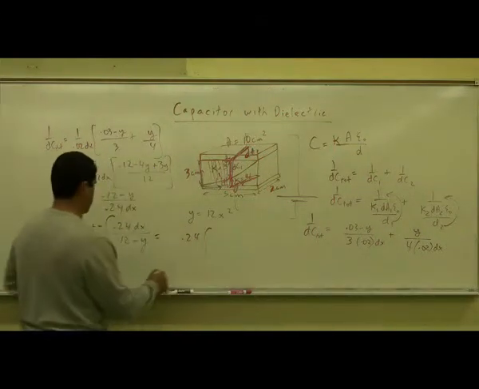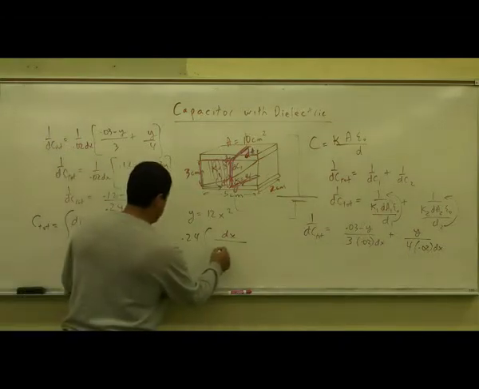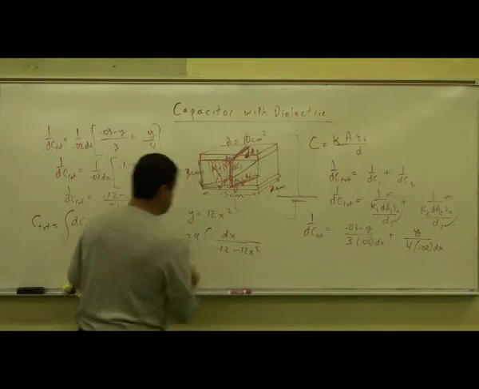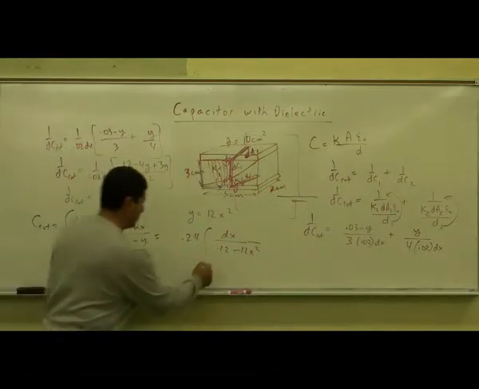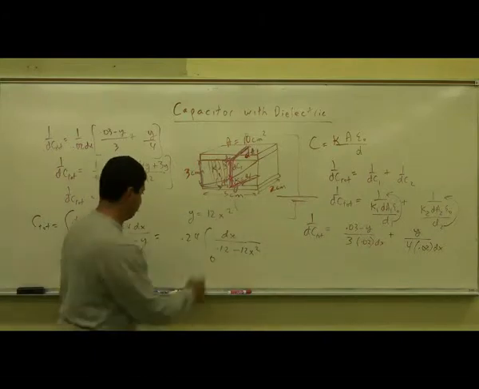0.24 comes out of the integral dx over 0.12 minus 12x squared. Okay? And what are the limits of the integral? x goes from 0 to 0.05.